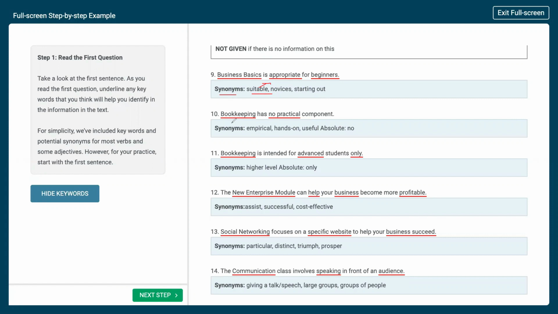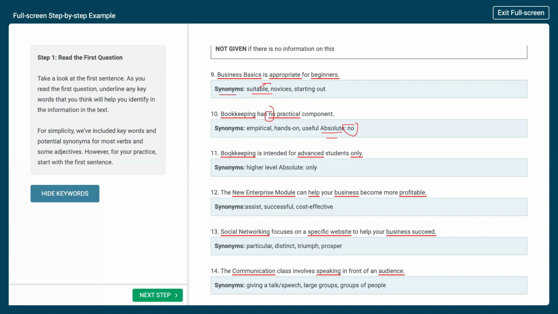Number 10, bookkeeping has no practical component. So here we already see that we're looking at some sort of course, perhaps a course on business, a course on bookkeeping, just to give us an idea of the theme. For no practical, I have empirical or hands-on, useful. And as an absolute term, which is what we talked about before, we have no, because the fact that it says no is a huge keyword. If the passage says something like some or a bit, it would already contradict this information.